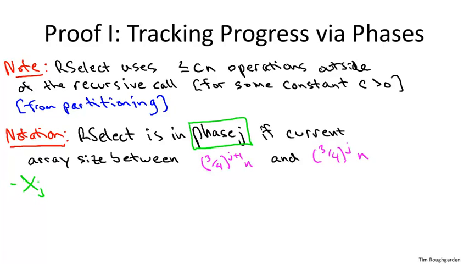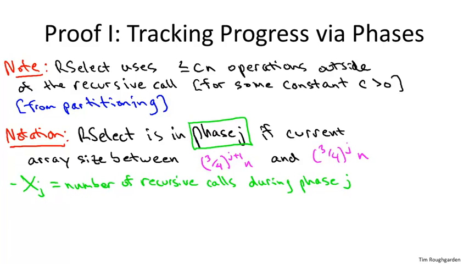So for a phase j, X_j simply counts the number of recursive calls in which the randomized selection algorithm is in phase j. So this is going to be some integer. It could be as small as 0 if you think about it for some of the phases, or it could be larger. So why am I doing this? Why am I making these definitions of phases and of these X_j's? What's the point? Well, again, remember the point was we want to be able to cleanly talk about the progress that the randomized selection algorithm makes through its recursion.